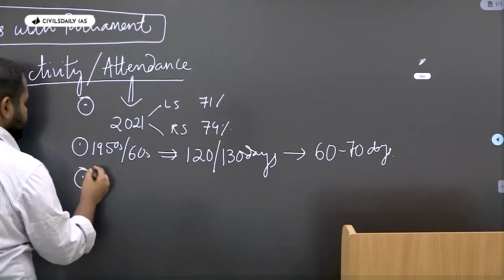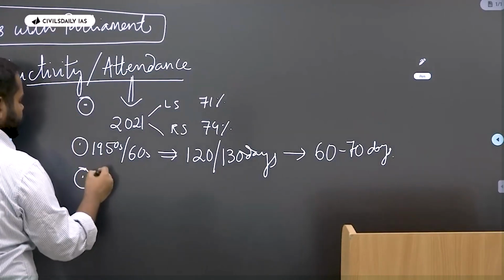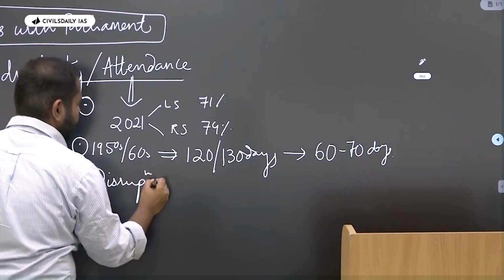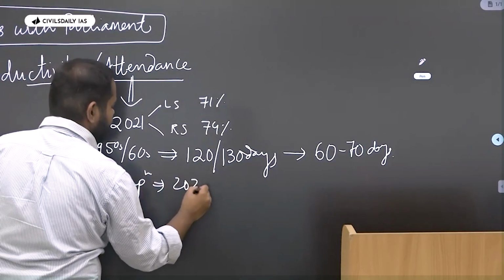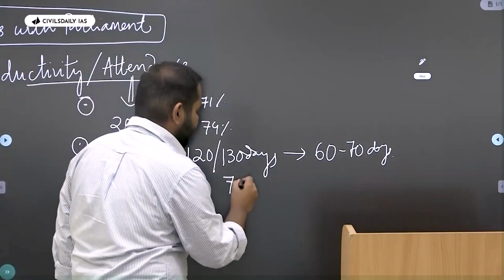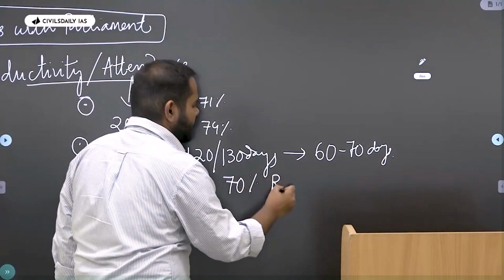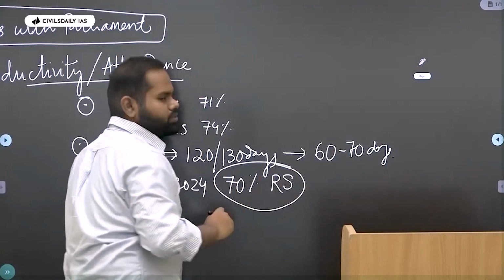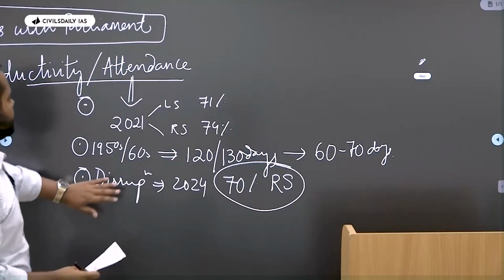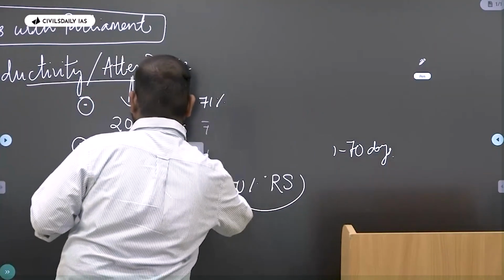Next, in the productivity one, if you see the disruptions in the 2024 interim budget, around 70% of the time in Rajya Sabha during that budget session went on disruption. So that declines the entire productivity. So this becomes the first point.